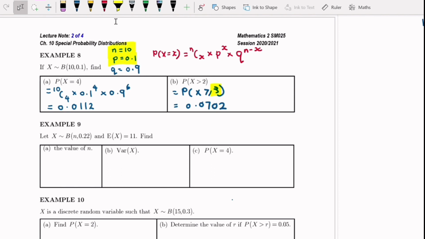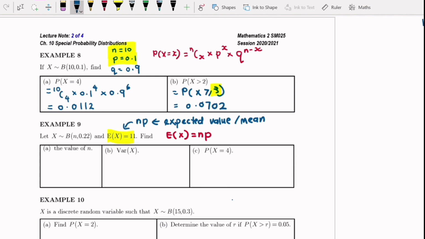So, for this question, first we need to know E(X) equals np. So, what is E(X)? E(X) is the expected value or mean. So, we have one formula here: expected value E(X) is equal to n times p.